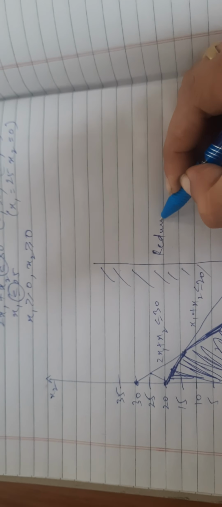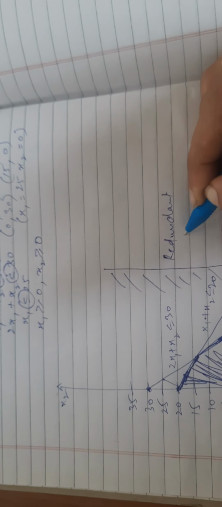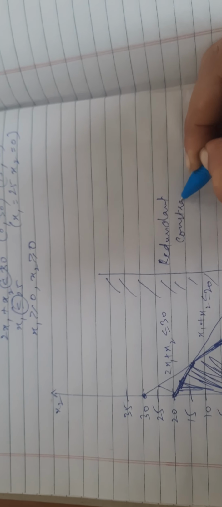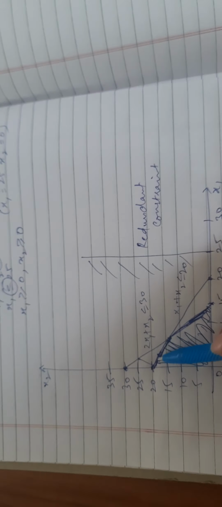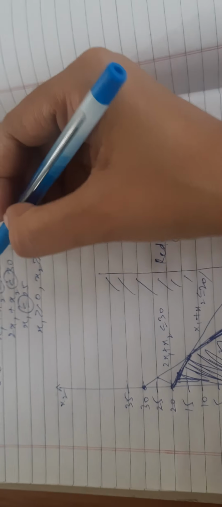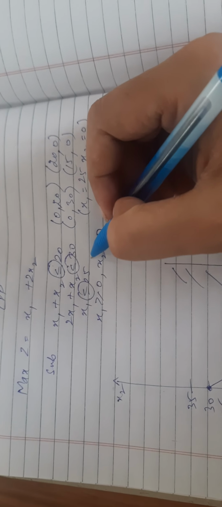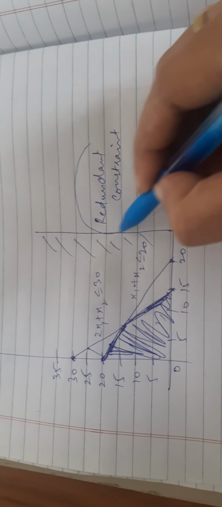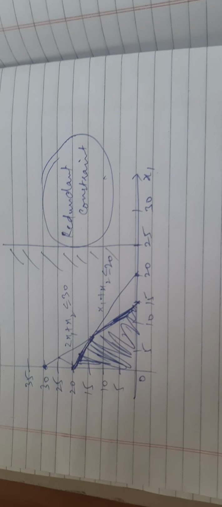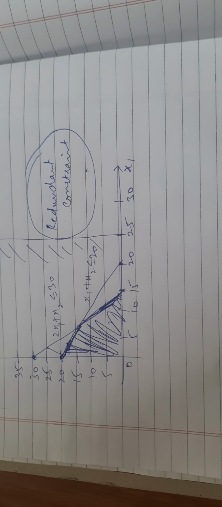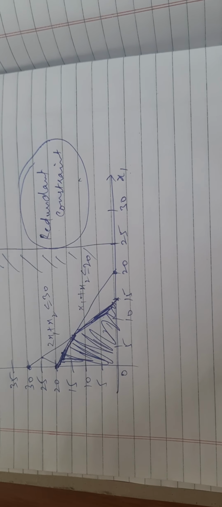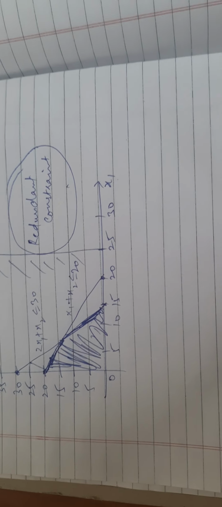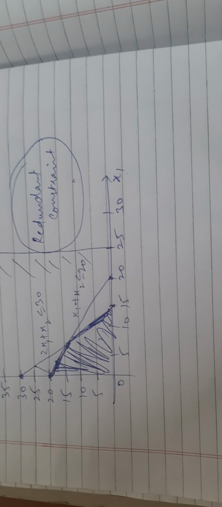So this constraint would be called a redundant constraint. Why? Because whether this constraint is there or not, my answer would be the same. If only these two equations were there and this third equation was not, the answer would still be the same, and if this equation is there, my answer is still the same. So it has no use, hence it is a redundant constraint. It means it is an unnecessary constraint and has no effect on the value.